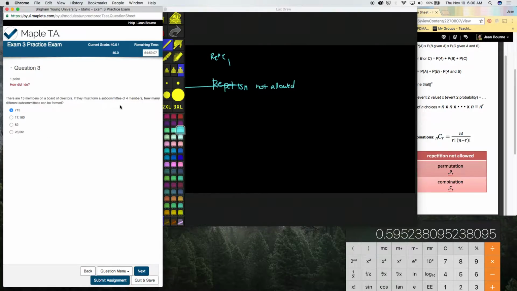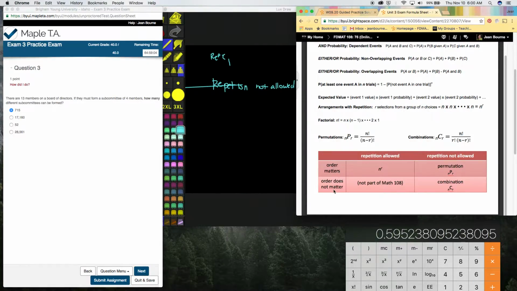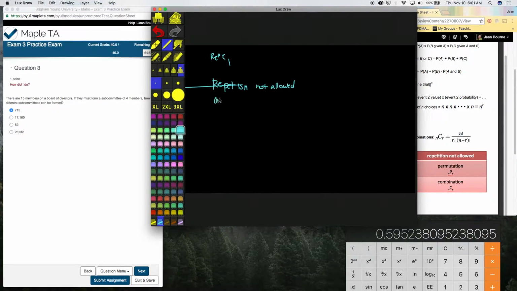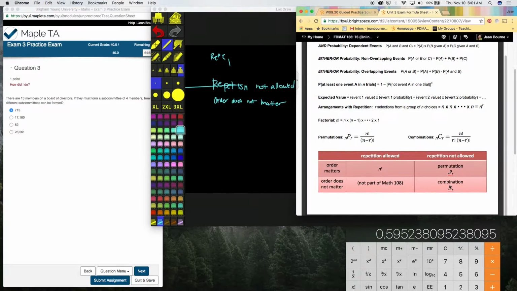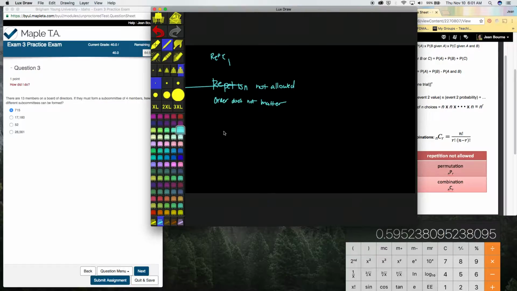And then does order matter? In this case, there's not like a first, second, or third, or a president, vice president. There's nothing like that. So order does not matter. I'm just going to write that really quick. Order does not matter. Okay, now repetition is not allowed and order doesn't matter, so we are using this combination formula, which they give us right here. This is going to be our formula: N factorial over R factorial times N minus R factorial.